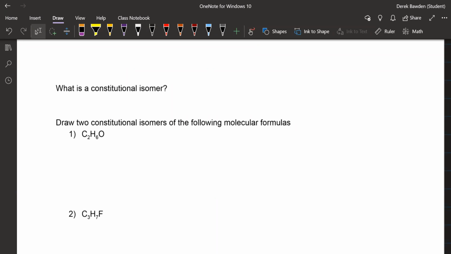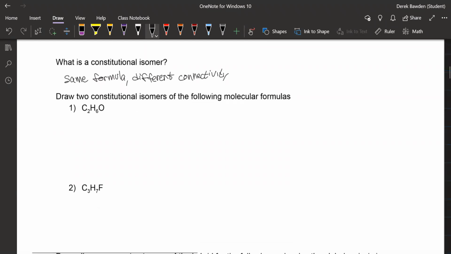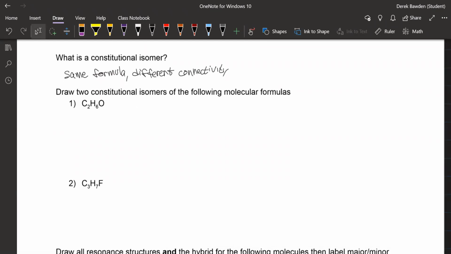It's a different structural rearrangement of atoms for the same chemical compound. Perfect. So same formula, right? Different connectivity. So there's different arrangements of atoms within a molecule. Okay. So we want to draw 2 constitutional isomers of the following molecular formulas.